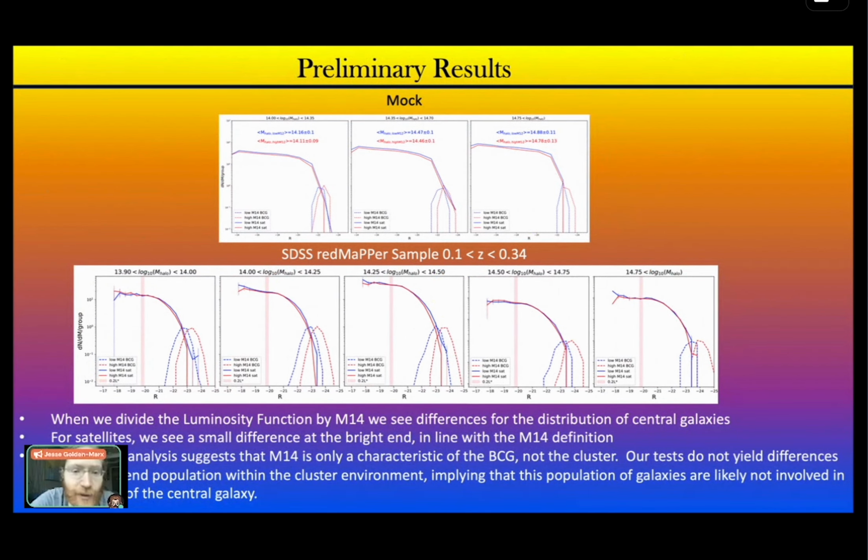And here are some of our results. We see in the mock and in our observations a distinct difference in the population of the central galaxies, in the dashed lines. The red and blue distributions differ.